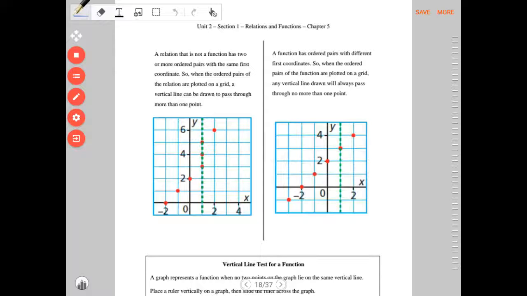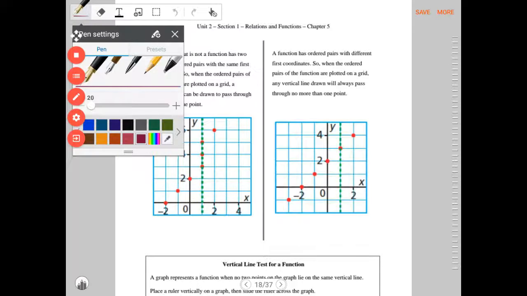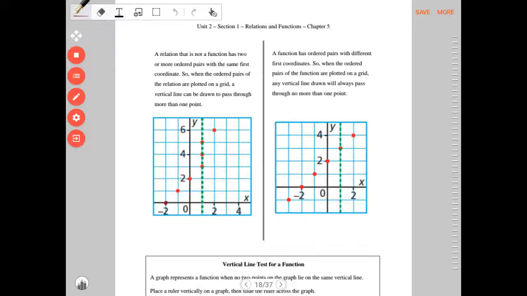Now, a relation that is not a function has 2 or more ordered pairs with the same first coordinate. We've talked about this. When the ordered pairs of a relation are plotted on a grid, a vertical line can be drawn to pass through more than one point. I know on your page the black and white doesn't show up all that well, but the color does pretty good. Let me just draw in red so you can see this better. Here you have these points, the points in the relation.